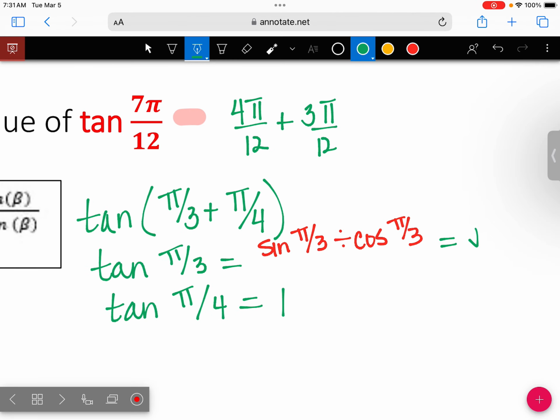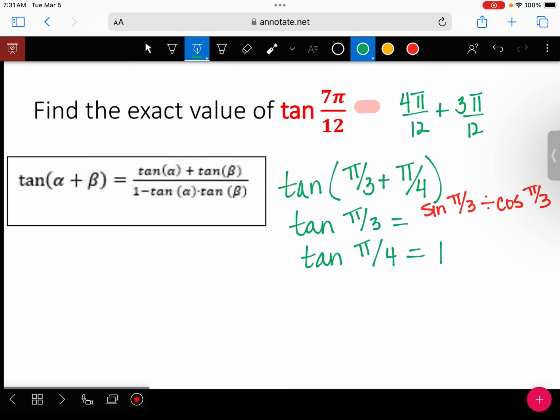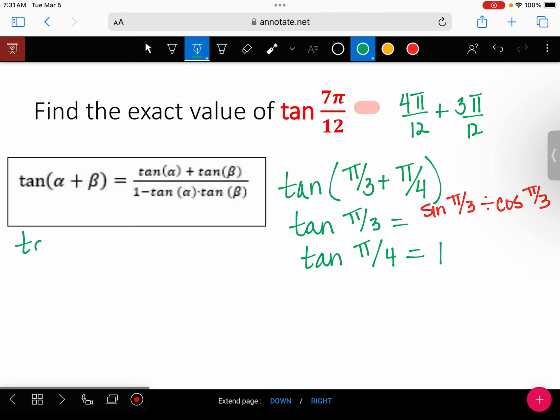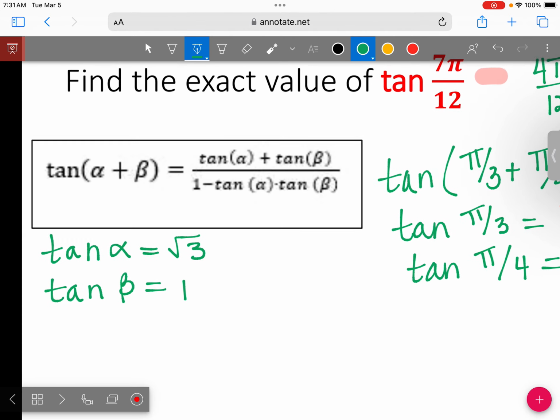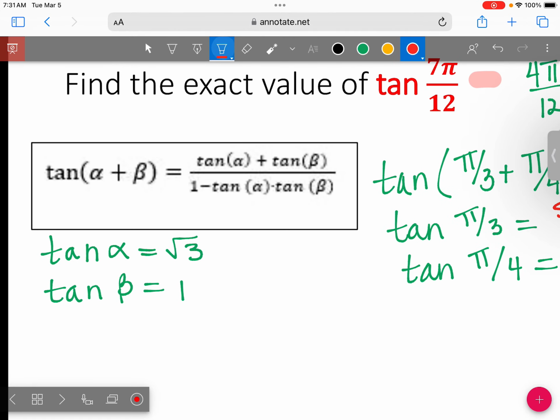So now we have these two. So we know in our formula that wherever it says tangent of alpha, because in our example, alpha is pi over 3, the tangent of alpha is root 3. And the tangent of beta equals 1. So let's go ahead and fill in this identity. Every place where there is a tangent alpha, I want you to put root 3. And every place where you see tangent beta, put a positive 1.